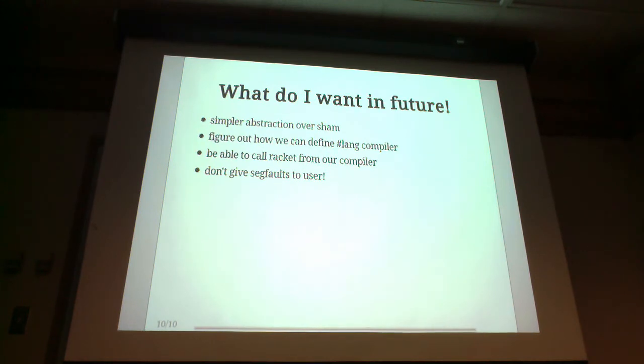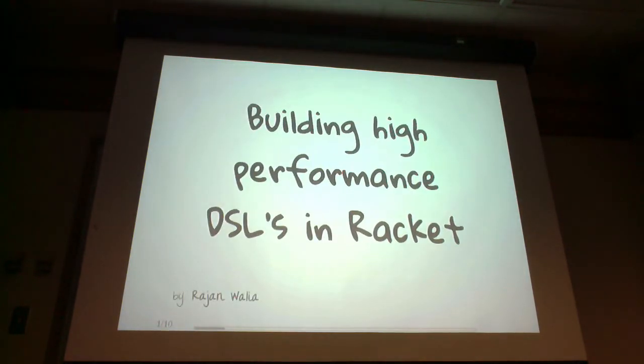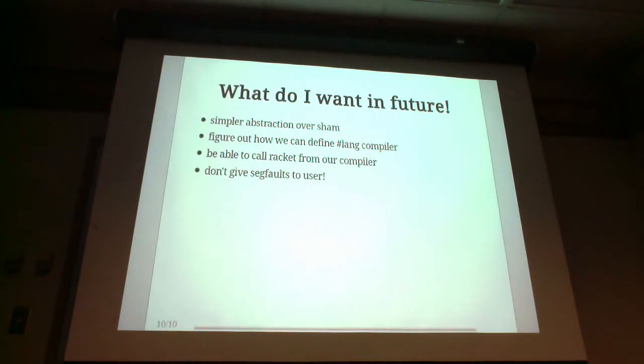And sort of, I also want the other arrow to be there. Like, going from Racket into something else is easy, other way is hard. And the last part is the most important one, which sham doesn't give you. Don't give segfaults to your users. That's what it is. I guess my time is up. Any questions?